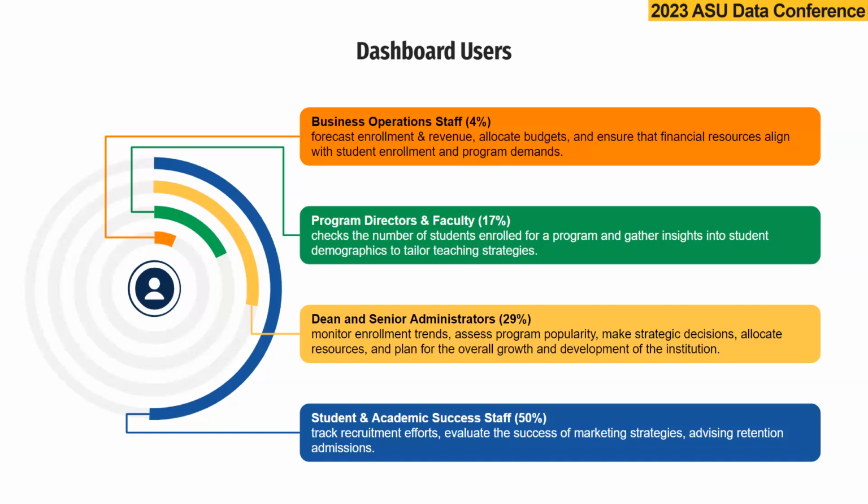And then we have the business operations staff, which is the smallest group. They comprise just 4% of the users. Basically, these people forecast the enrollment for the upcoming terms, and they are responsible for allocating the revenue. They forecast the revenue for the upcoming term and give a budget plan for the coming terms.